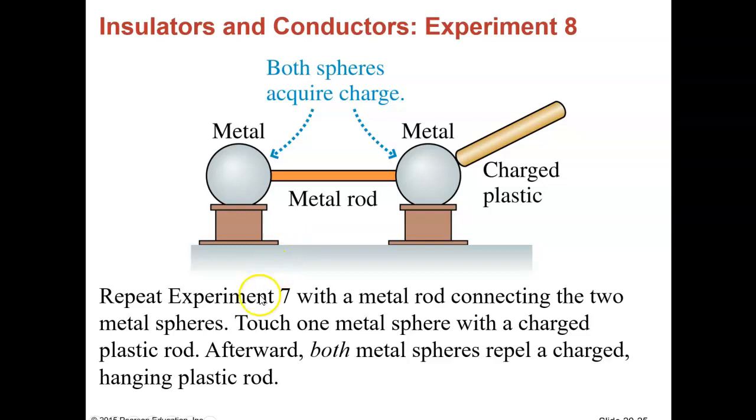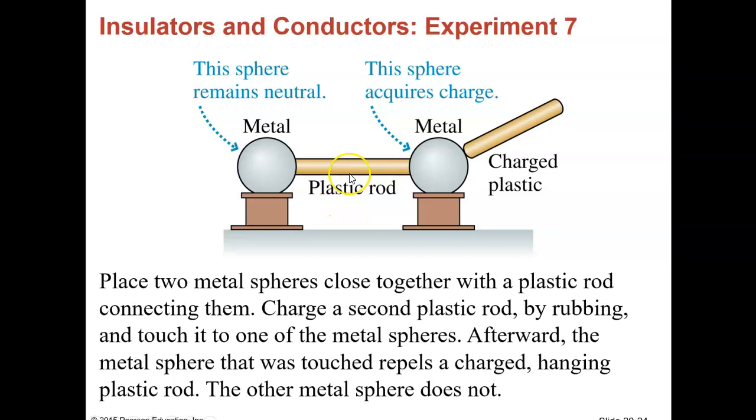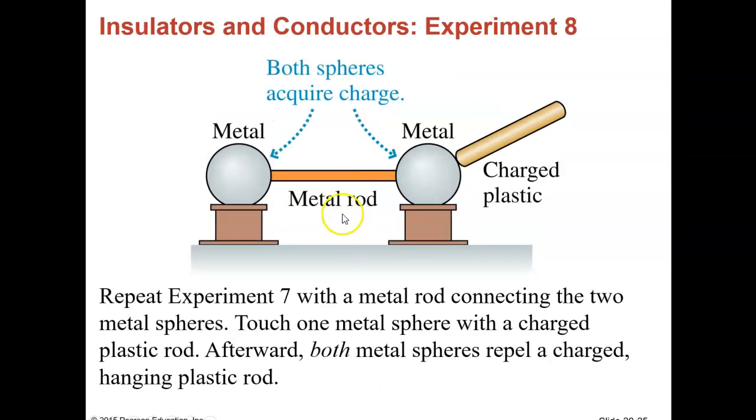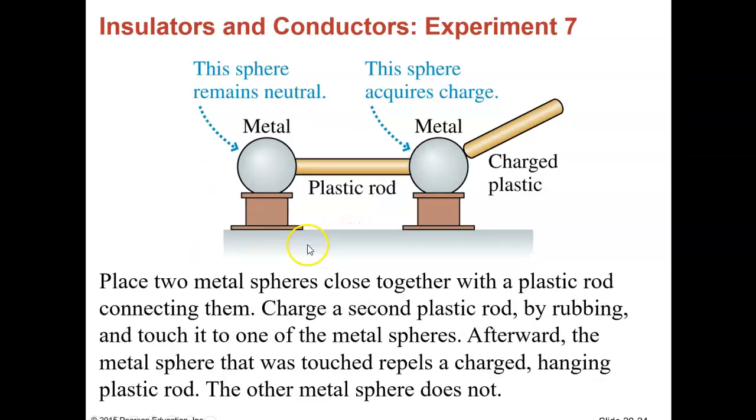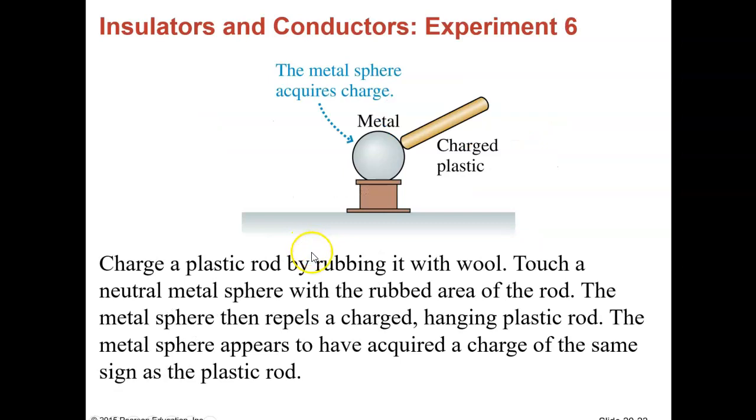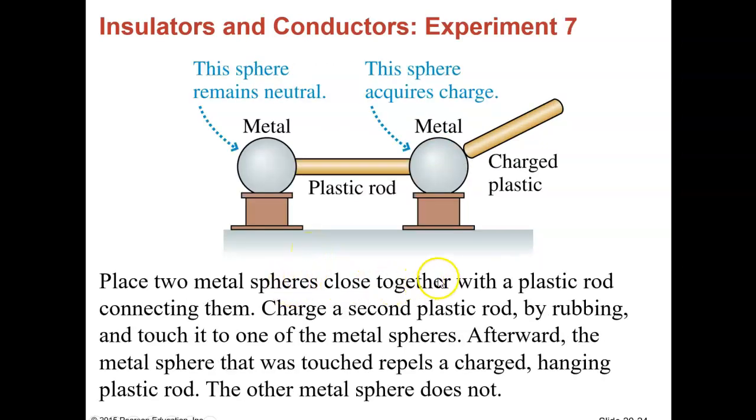So now repeat experiment 7 with the metal rod connecting the two. So this one was plastic. This one was metal. So we're going to repeat this one, the plastic rod between them. So place two metal spheres. Charge a plastic rod by rubbing and touch it to the metal sphere. Afterwards, the metal sphere that was touching the rod repels a charge, but this one remains neutral.